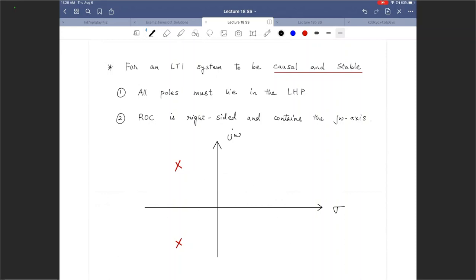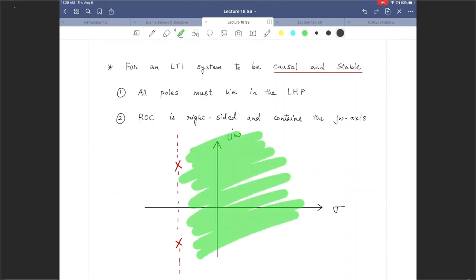The region of convergence is going to be to the right. So if I draw an imaginary vertical line here, a dotted red line, my region of convergence I'm going to highlight in green here, and that's going to be my ROC in green. So it will contain the j omega axis clearly. The only condition is poles cannot be on the j omega axis. That will lead to marginally stable behavior.